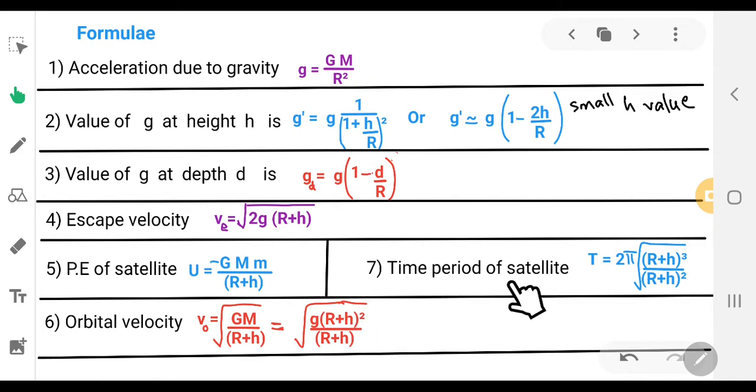Then the time period of a satellite. To complete one revolution around the earth or around any planet, the time taken by the satellite is calculated by this formula. Capital T is equal to 2 pi under root of (R plus h) the whole cube divided by G M. When this cancels, R plus h, only that much remains in the bracket.